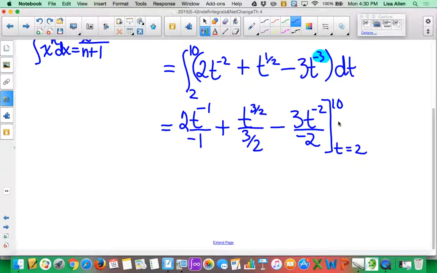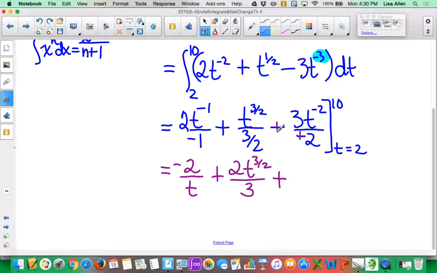Continuing with this expression, I'm going to fix up each of the terms. This would then be 2 times negative 1 over t, so negative 2 over t, and that would be plus 2t to the 3/2 over 3. Then, what do we have here? Minus becomes a plus because you have the 2 negatives. And then we get 3 over 2t squared. And then we're going to evaluate that from t equals 2 to 10.